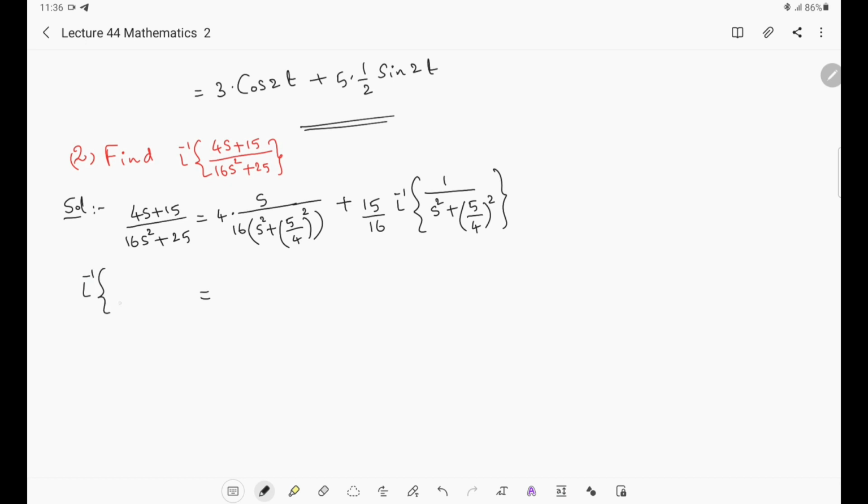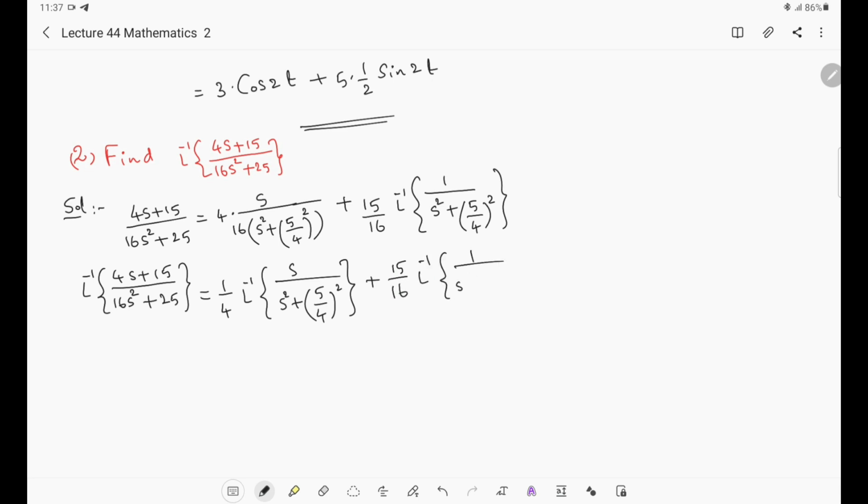So Laplace inverse transform of (4s plus 15) by (16s square plus 25). This is equal to 4 by 16. See, 4 by 16 is 1 by 4, and Laplace inverse transform of s by s square plus (5 by 4) whole square, plus here what will remain? 15 by 16 will remain as it is. Then Laplace inverse of 1 by s square plus (5 by 4) whole square.